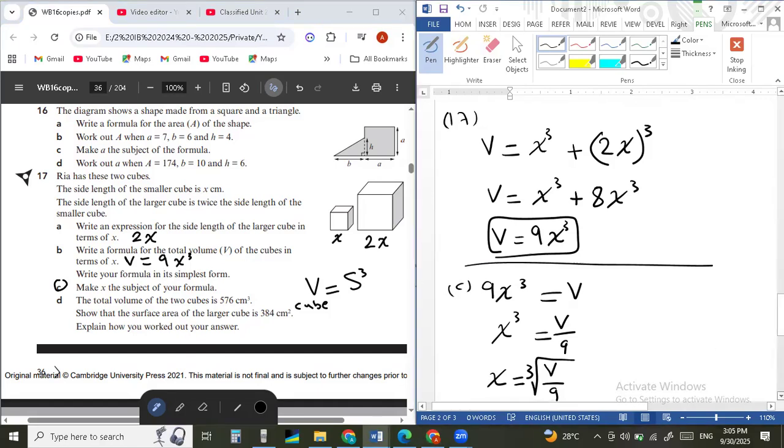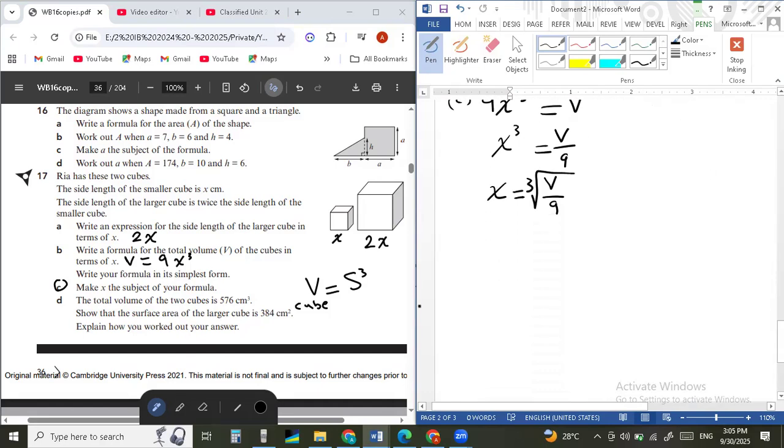C, the last question. The total volume of the two cubes is 576. Show that the surface area of the larger cube is 384 centimeters squared. Okay, so let me tell you something. For surface area, first we need to remember what the surface area is. This is a lesson that you took last year and that we're going to take again this year in Unit 13, I guess, or 14.